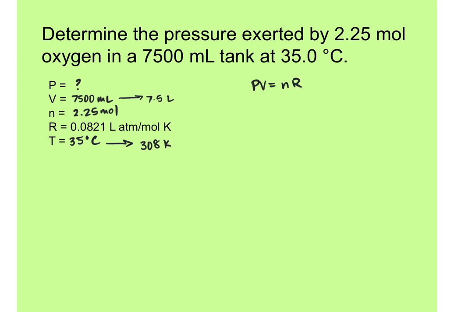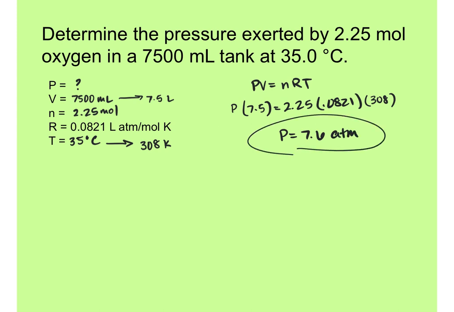PV equals nRT. Pressure is our unknown variable. Volume is 7.5 liters. Moles are 2.25. R is 0.0821. And the temperature is 308 Kelvin. So you literally just go through, multiply what can be multiplied, divide out that 7.5 that's beside the P. You find that pressure is equal to 7.6 atmospheres with correct significant figures. So it's really that simple. You just have to plug the numbers in and use algebra to solve for your unknown variable.